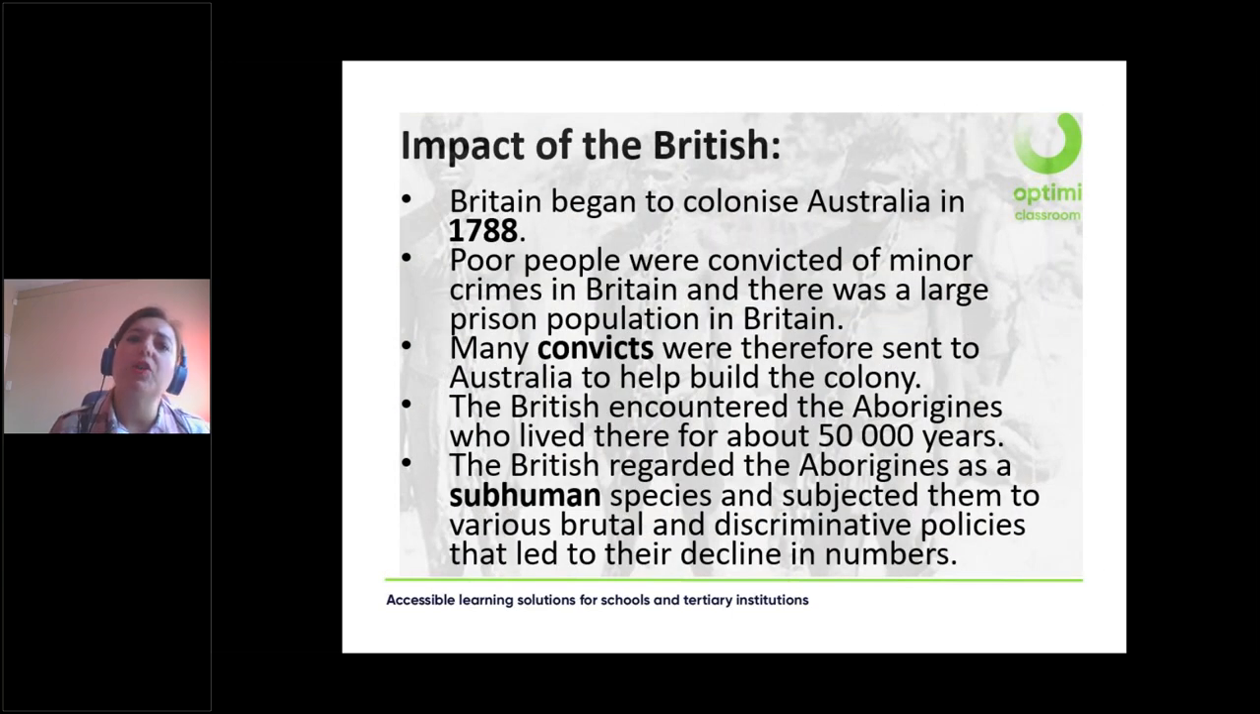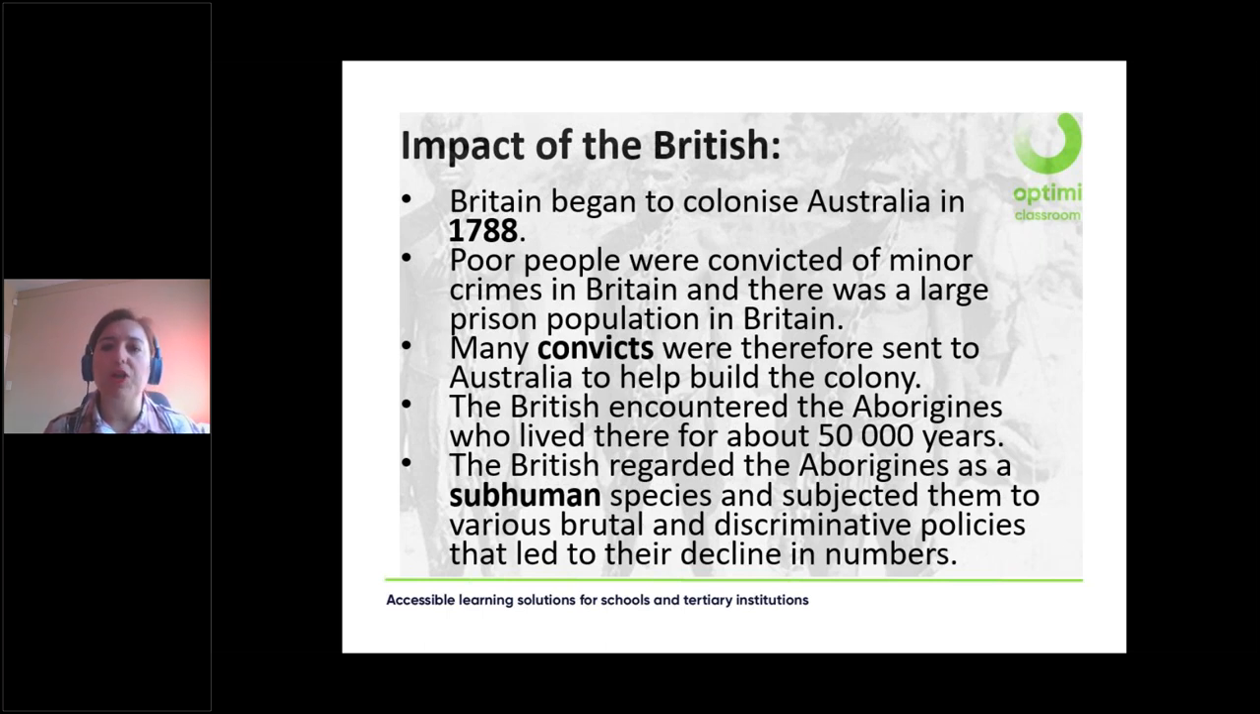Okay, now the impact of the British on the Aborigines. To start with, Britain began to colonize Australia in 1788. To understand this, in Britain the poor people were mostly convicted of minor crimes. And so in Britain, you had a very large jail population, overcrowded prisons. And one of the solutions then was to take these prisoners to Australia and help the government build the new colony of Australia for them.